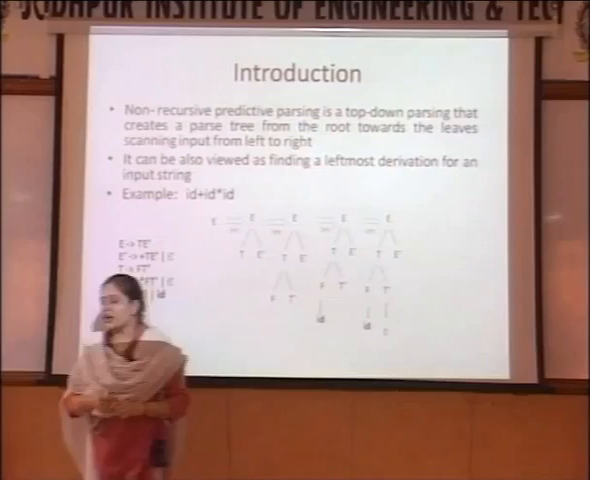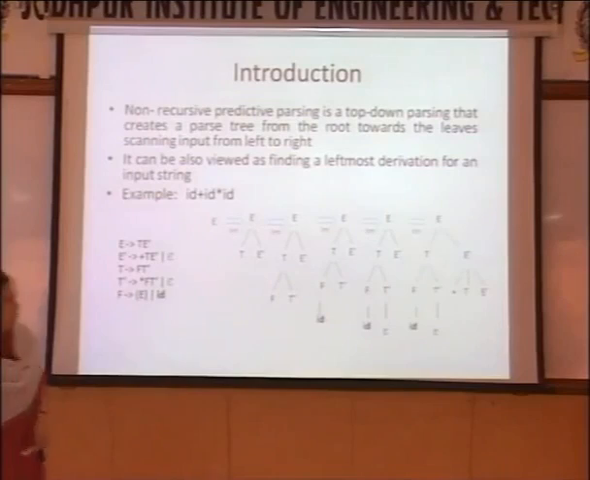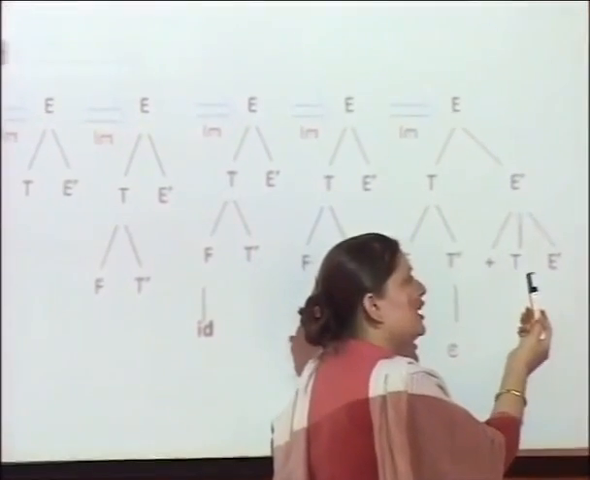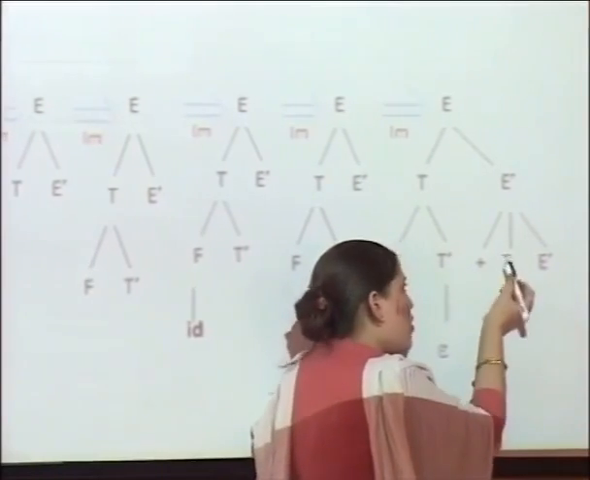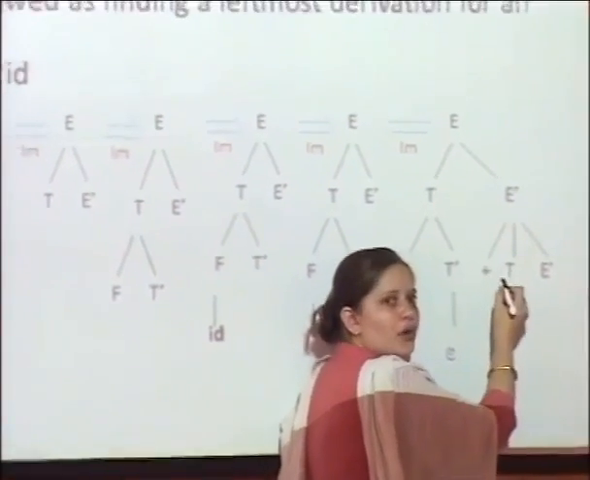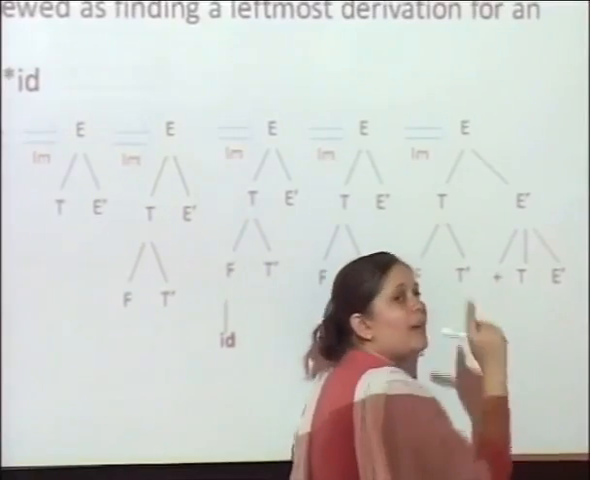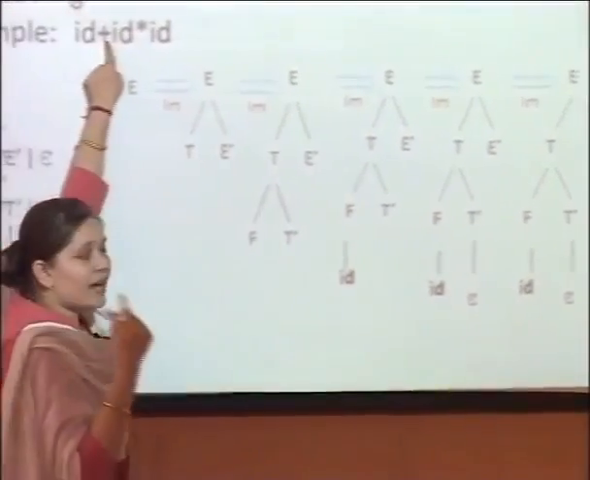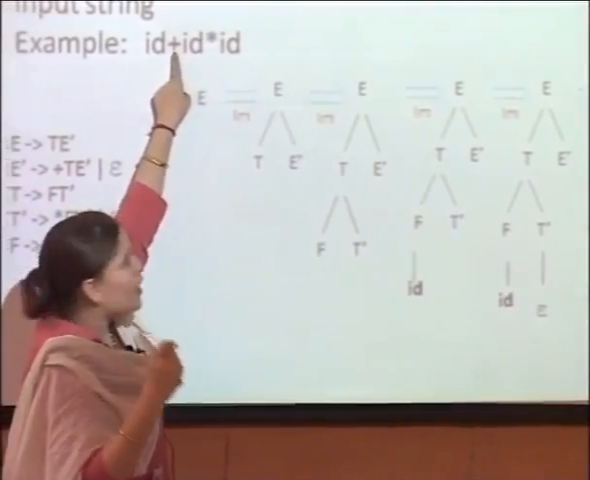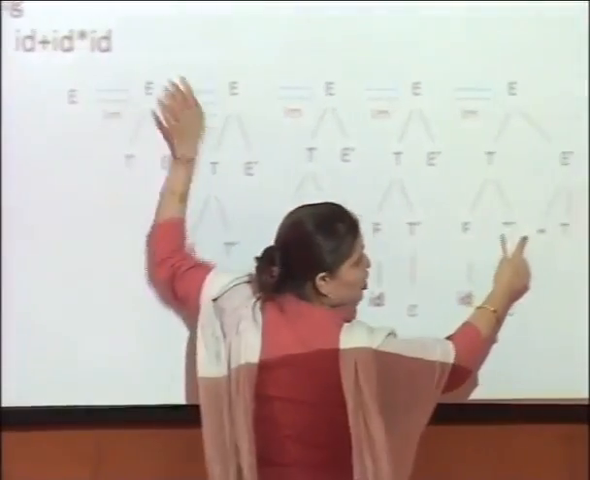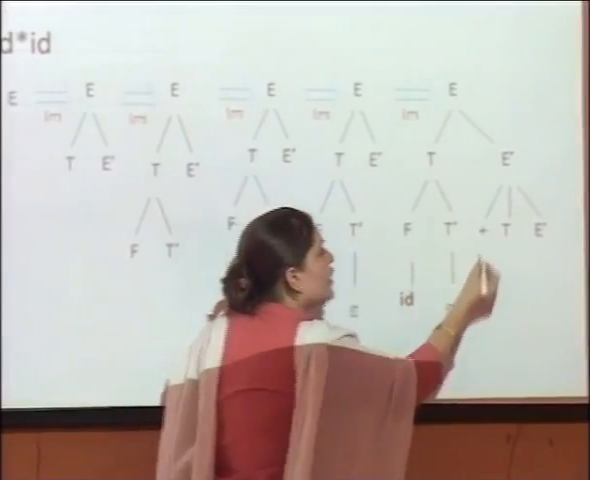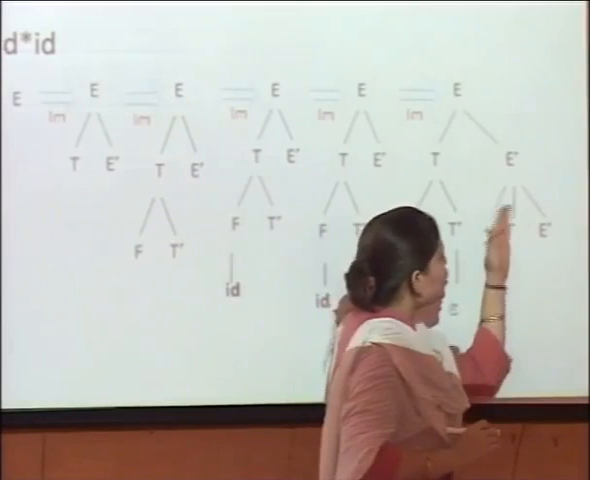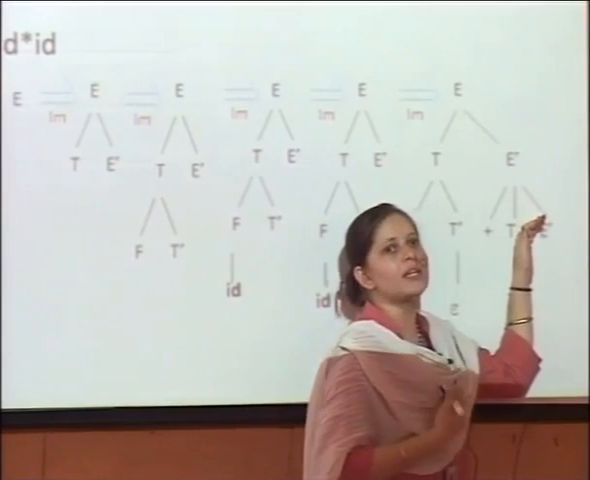Now its production will appear as plus T E dash. Now we scan the leftmost node of my tree, that is plus. Plus is here a terminal symbol and my input character also contains a plus symbol. If this plus symbol matches the leaf node symbol, that means we have successfully passed our plus symbol. Now I will switch to the next node, that is capital T.